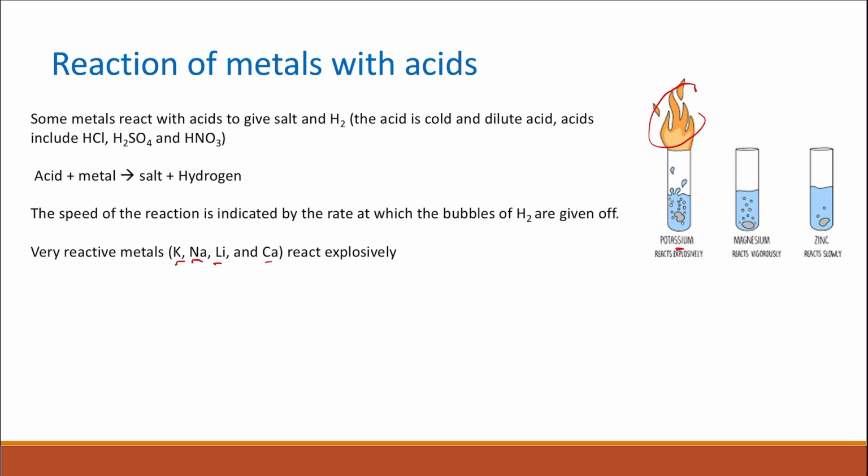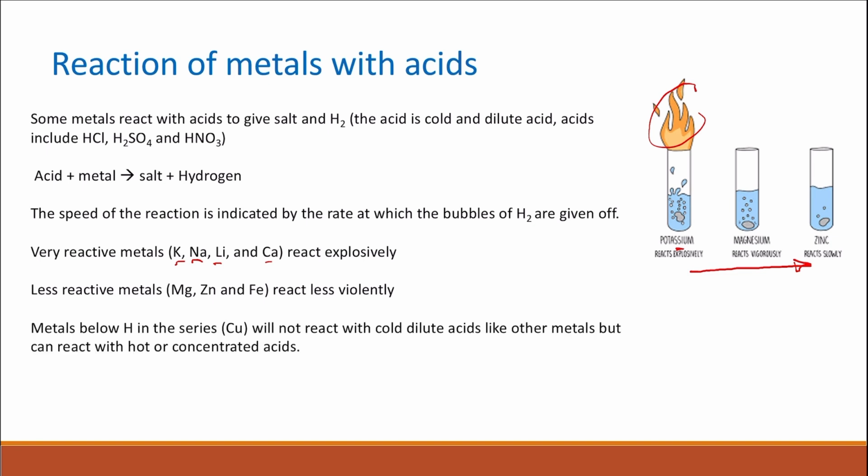Then as we go down the reactivity series, less reactive metals that are still above hydrogen, like magnesium, zinc, and iron, react less violently. As you can see, as we go from left to right, the reactivity of the metal decreases and the bubbling of the hydrogen decreases as well. Metals below hydrogen in the reactivity series, like copper, will not react with dilute cold acids. However, if you use concentrated acids or if we heat it, they might react with the acid as well.